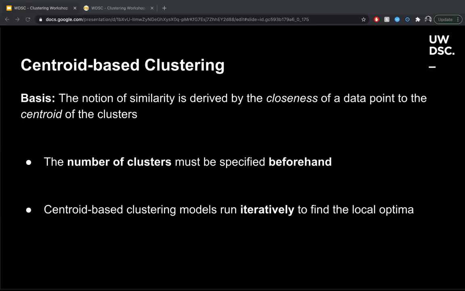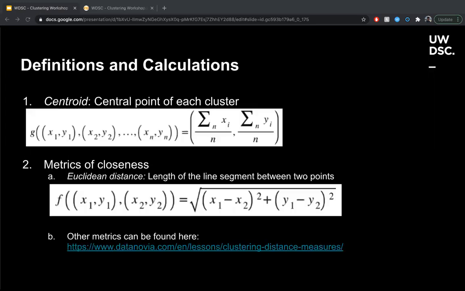Also, centroid-based clustering models run iteratively to find where the local optima is for the centroids of these clusters. So the goal is to have each data point within a cluster be as close to a central centroid as possible, for all of the clusters. That might be confusing, but when I go through the process and the visualization, it becomes a very intuitive process that hopefully many of you will understand.